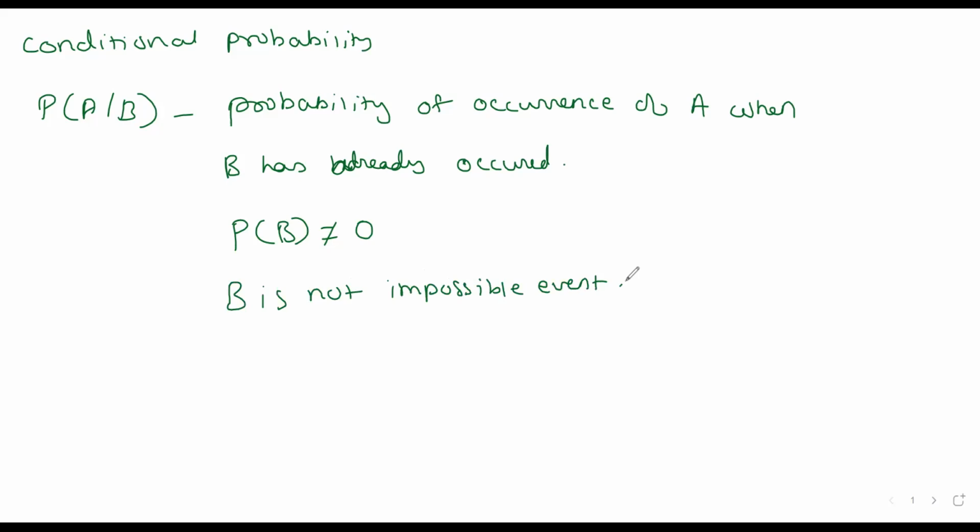Okay. A by B असं रीड केलं जातं याला. P of A by B. P of A by B म्हणजे B झाल्यानंतर what is the probability that A will occur?